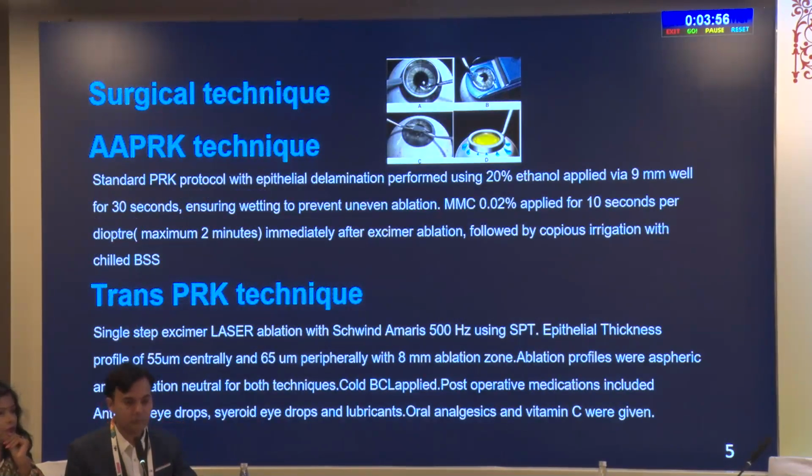In the alcohol-assisted method, we applied 20% ethanol via a 9 mm well for 30 seconds, after which excimer ablation using the Schwind Amaris was done. Following this, mitomycin C was applied for 10 seconds per diopter, and copious irrigation with chilled BSS was done.